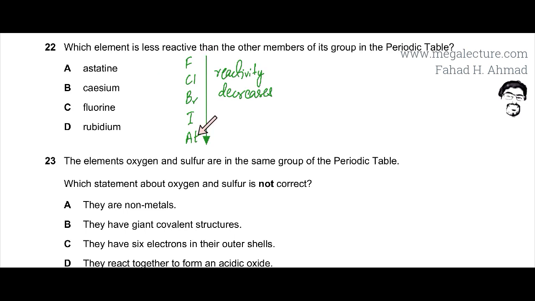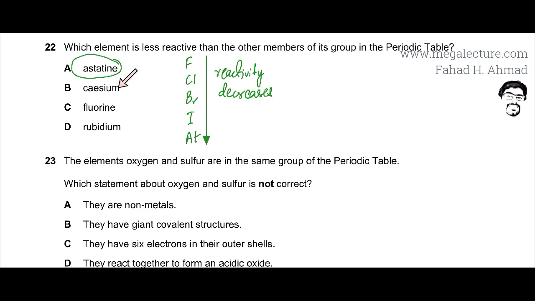So astatine is right at the bottom, so it's the least reactive of all the elements in group 7. So which element is less reactive than the other members of its group? That would be astatine. Astatine is a correct option because astatine would be the least reactive of all the elements. So astatine is correct. Fluorine is incorrect because fluorine is the most reactive of its group.